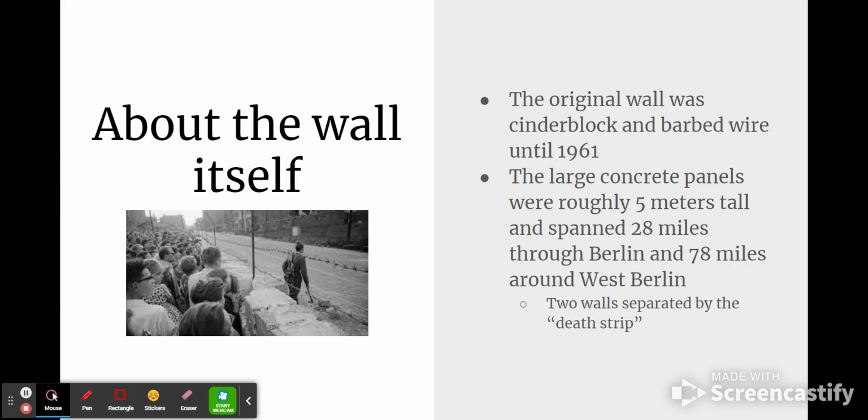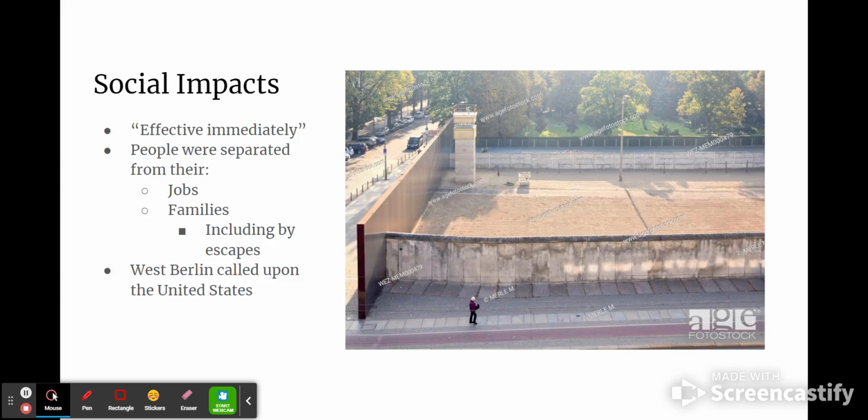Even if you were to get away from the guards, they were able to track you down through your footprints in the sand, and a lot of people were ultimately found and killed that way as well. This picture over here is actually a picture of a piece of the death strip.